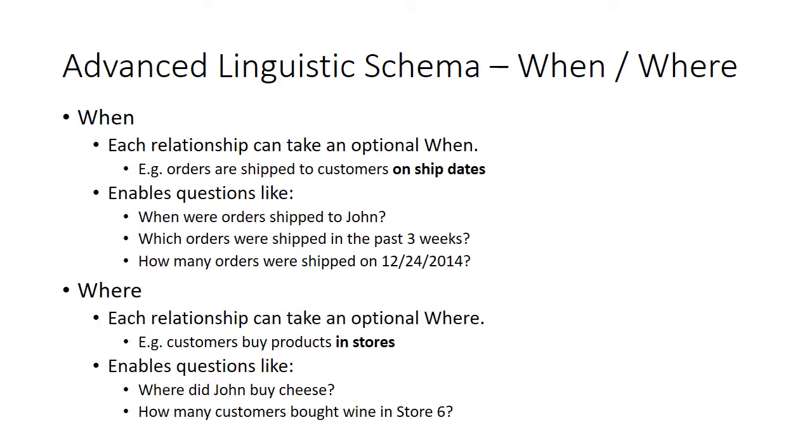Much like the when property, each relationship can optionally have a location associated with it, which describes where that relationship takes place. For example, customers buy products in stores. This enables questions such as, where did John buy cheese? And how many customers bought wine in store 6? Much like dates, Q&A will try to make its best guess when the property is not set, but setting it can help eliminate ambiguity.